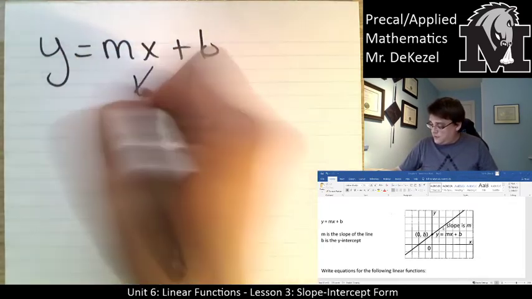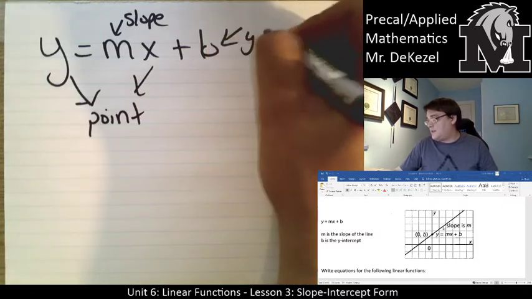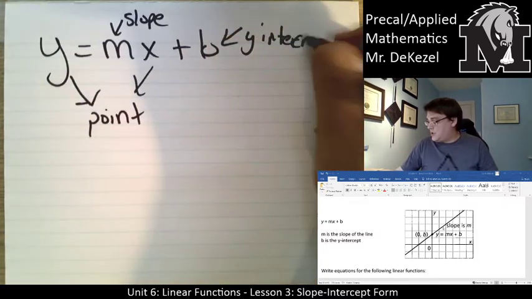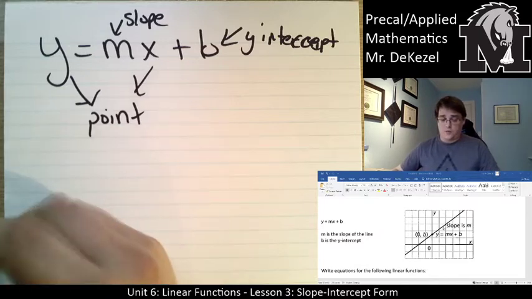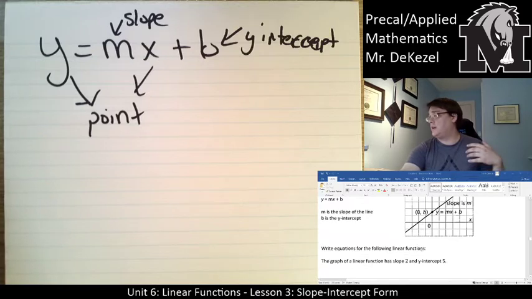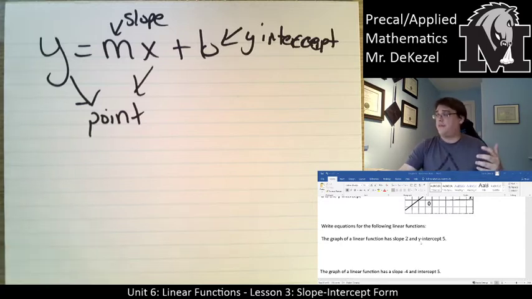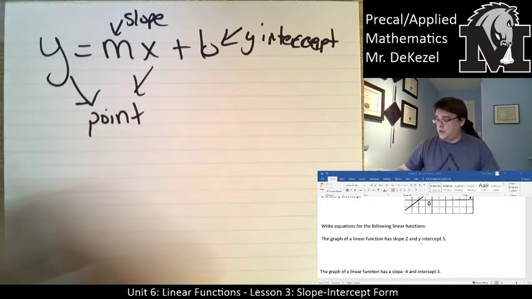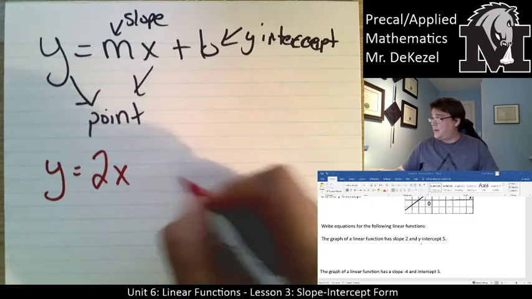Okay, so these two are just a point. This is the slope, and this is the y-intercept. It is very important to know when I talk about b, I'm talking about the y-intercept, m is the slope, as you guys are aware, and then y and x are points on our line. So what we're going to do is follow along down here and write equations given the information that it tells us. So the graph of a linear function has a slope of 2 and a y-intercept of 5. That means that we can write our equation as y equals mx, where m is the slope of 2, so 2x, and the intercept is 5.